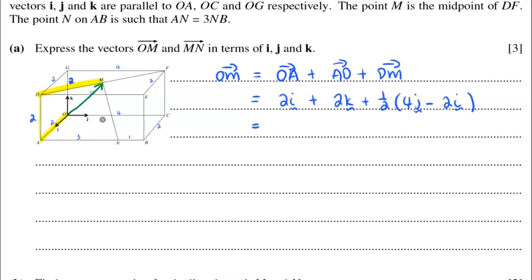Right, so OM, let's put the like terms together. We have 2i minus 1i. All right, we'll take all the steps. 2i plus 2k plus a half of 4 is 2, 2j minus a half of 2 is 1, just 1i. And that means that OM is equal to 2i minus 1i is just a single i. Let's put the j second, plus 2j, and then plus 2k. So that's OM in terms of i, j, and k.